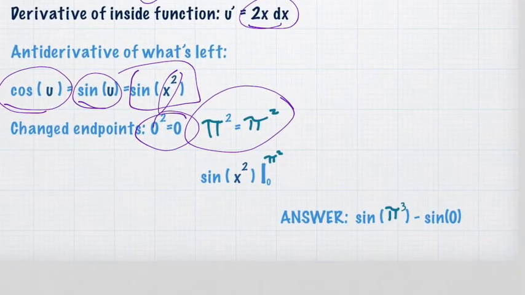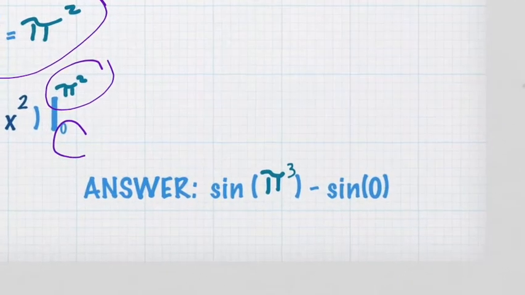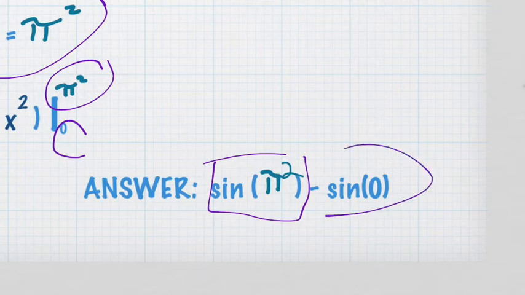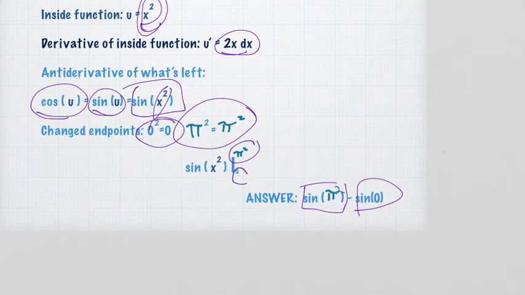So in the end, we're looking for sine x squared evaluated from 0 to pi squared. That means we're going to end with sine of pi squared minus sine of 0. You don't even have to simplify it beyond that, and you're done.